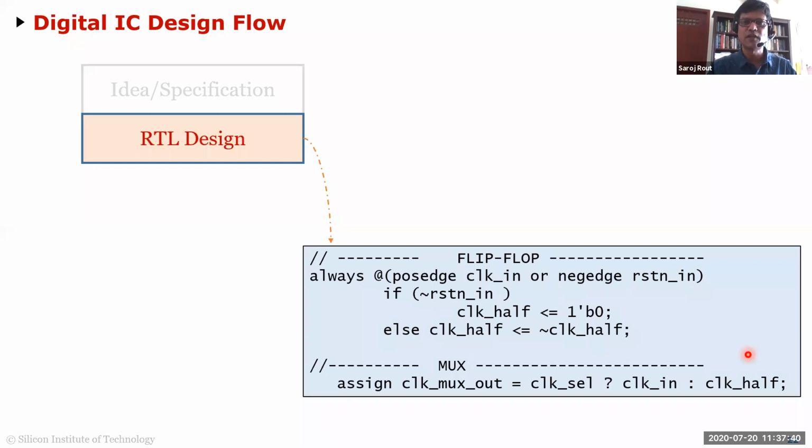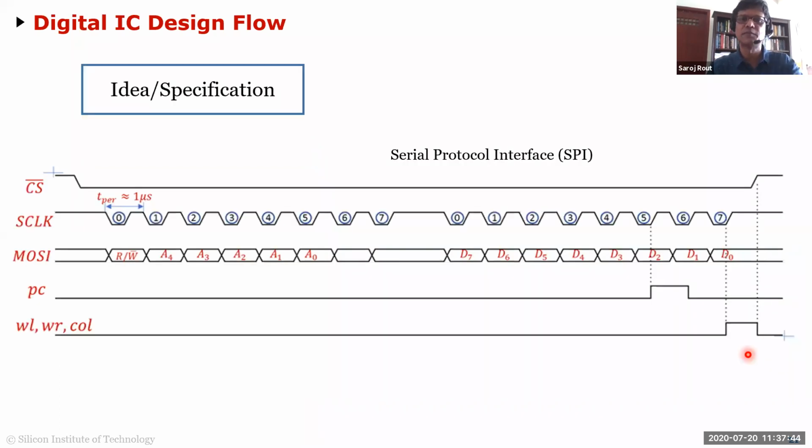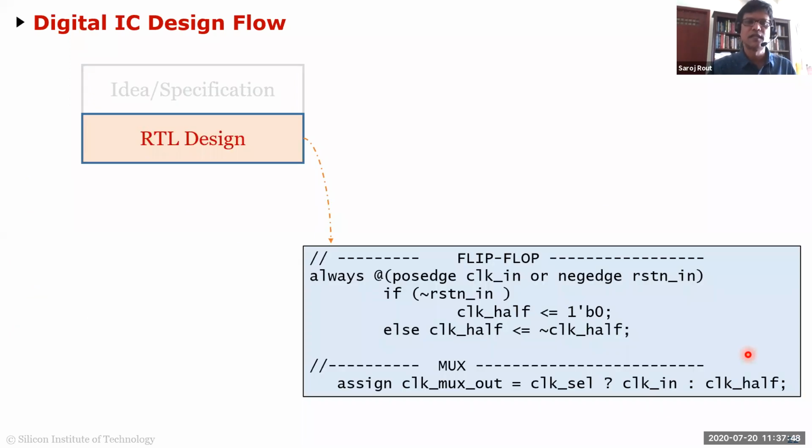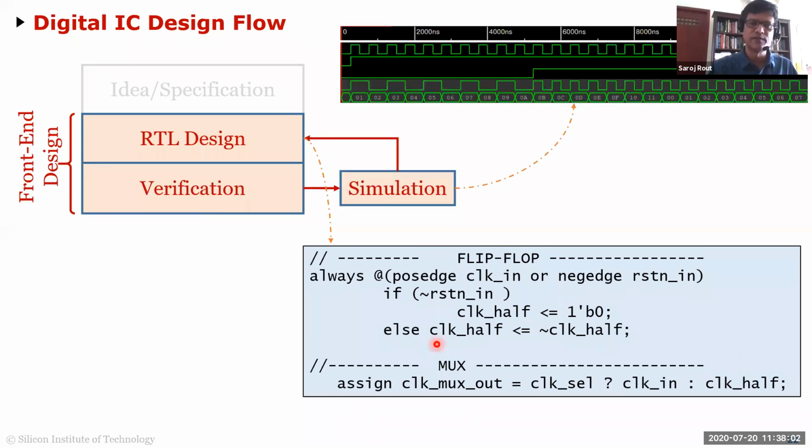So, same process. You start with the idea. Somebody gave you the specification, for example, somebody asked you to design a SPI controller. You start first with your architecture, with what's called RTL design. It's register transfer logic in Verilog. This is, for example, a simple Verilog code where it's a flip-flop and a mux. And then you do a verification where you simulate it using your simulation tool. If it is not meeting simulation, you go back to your RTL design.